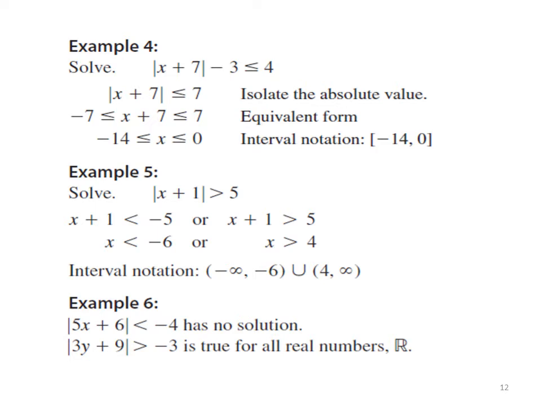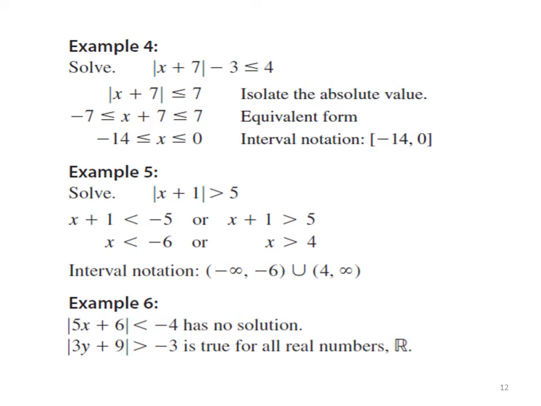Example 5, we want to solve the inequality: the absolute value of x plus 1 is greater than 5. Again, using the properties of absolute value, that means either x plus 1 is less than minus 5 or x plus 1 is larger than 5. The first inequality, we subtract 1 from both sides. We have x less than minus 6.